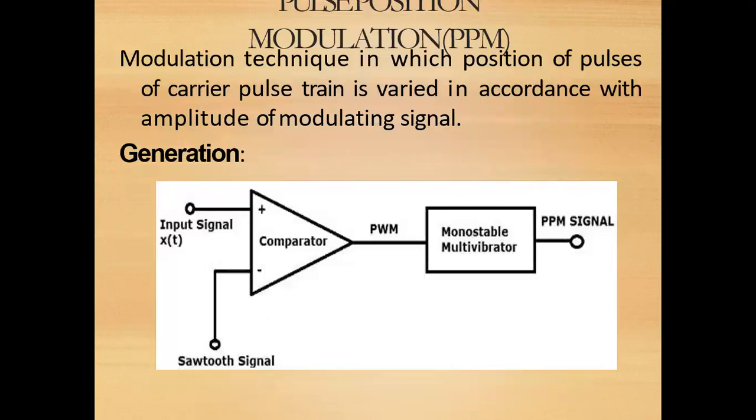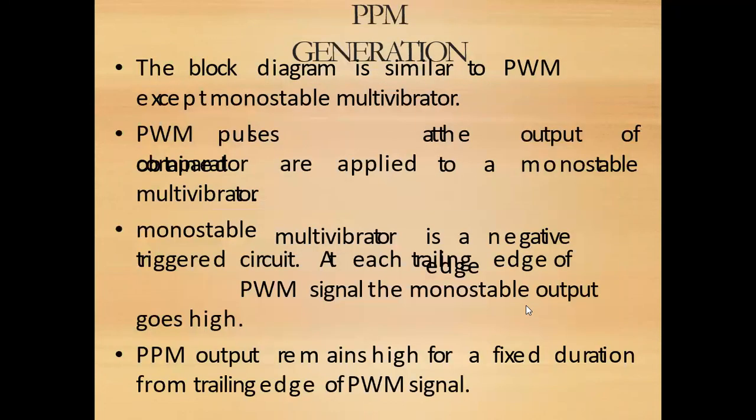Coming to the generation of PPM, it consists of a comparator and a monostable multivibrator, just like PWM. From the comparator we can achieve our PWM, and the PWM signal is given to the monostable multivibrator so that we can achieve our PPM. The monostable multivibrator is a negative triggered circuit. At each trailing edge of the PWM signal, the monostable output goes high.